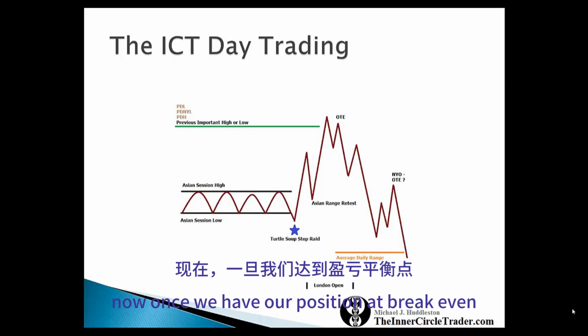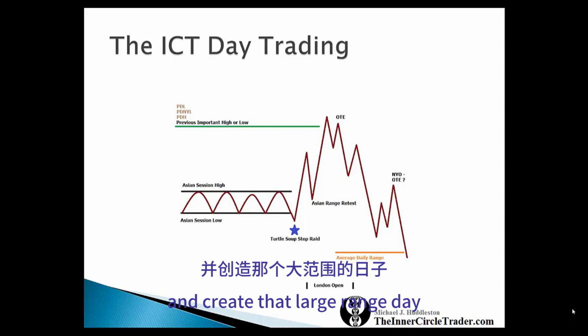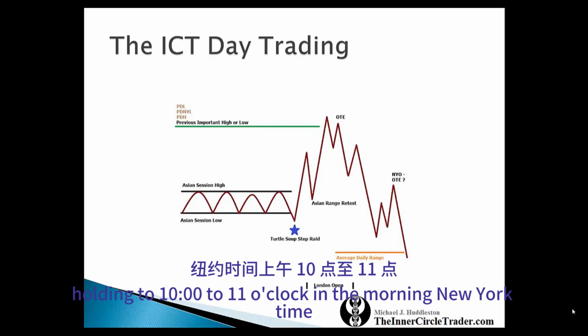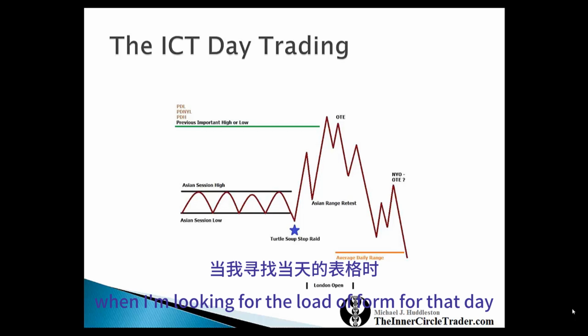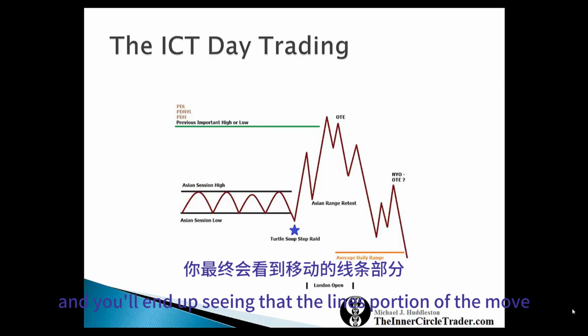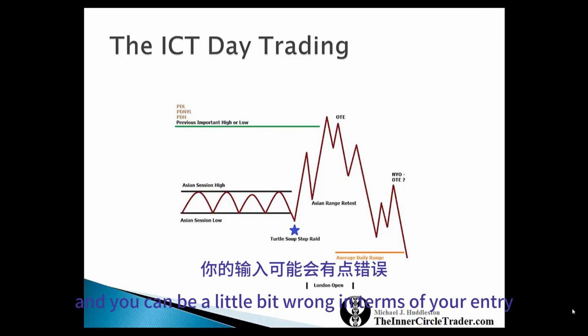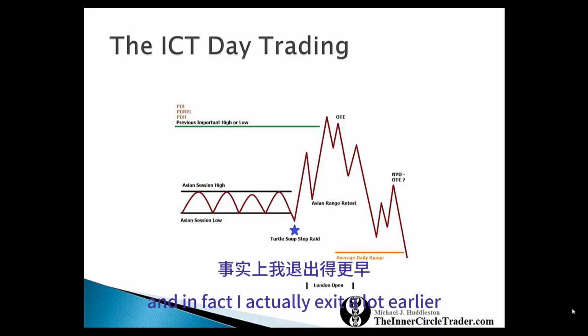Now, once we have our position at break even, we're waiting for the daily candle to expand to the downside and create that large range day going down and have a lower close. Again, holding to 10 o'clock to 11 o'clock in the morning New York time, 1500 to 1600 GMT, that's when I'm looking for the low to form for that day. And you'll end up seeing that you can capture a good chunk of the move. You can be a little bit wrong in terms of your entry, and a little bit early exiting. And in fact, I actually exit a lot earlier.